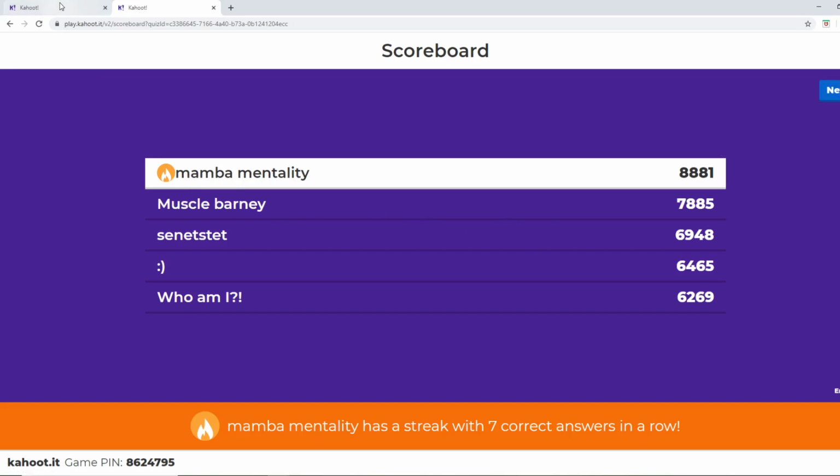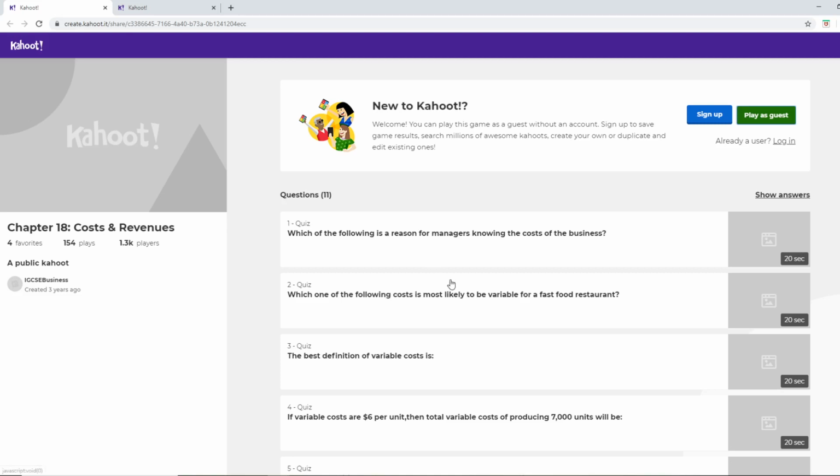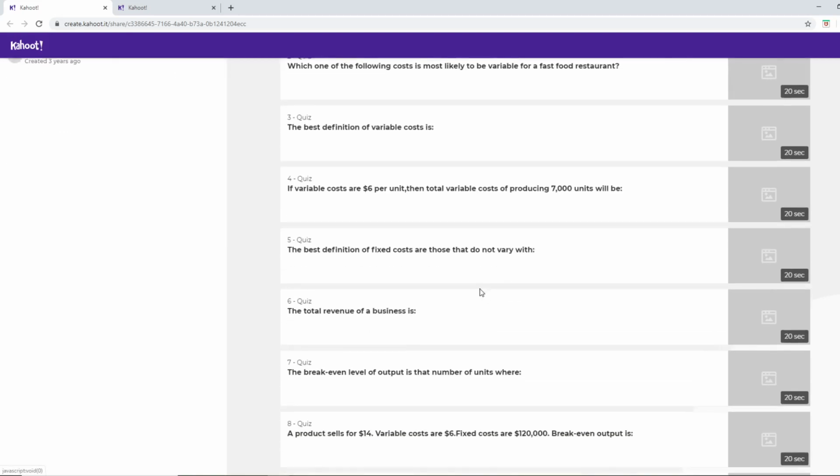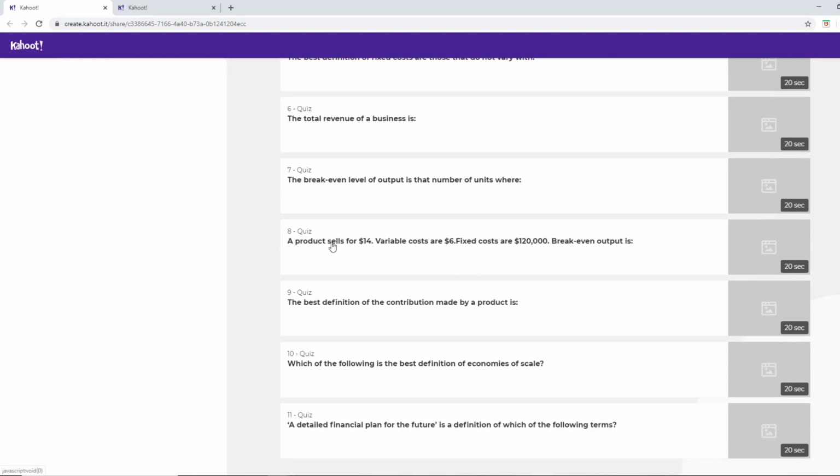For number 8, I'm going to show you the question, and you help me calculate it first, before I allow you to click it. So take a look at the question. Calculate it, and then I will give you the opportunity to click on the options. So a product sells for $14. The variable costs are $6, and fixed costs are $120,000. So the break-even output is.